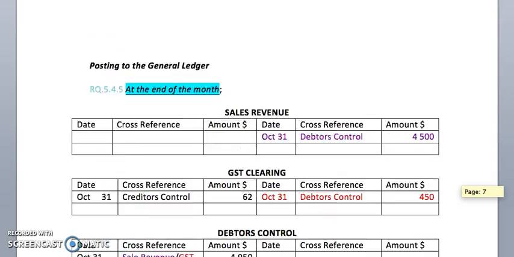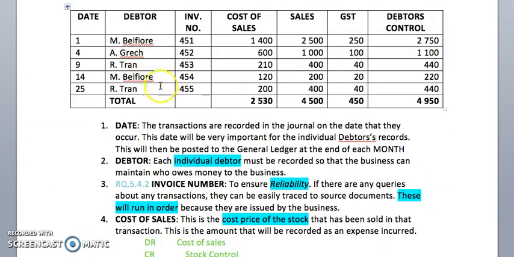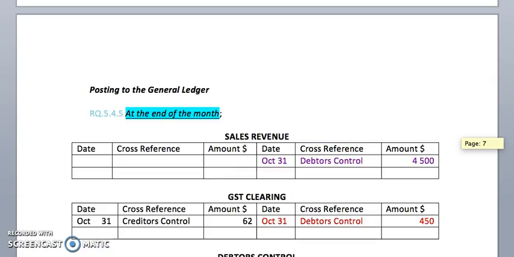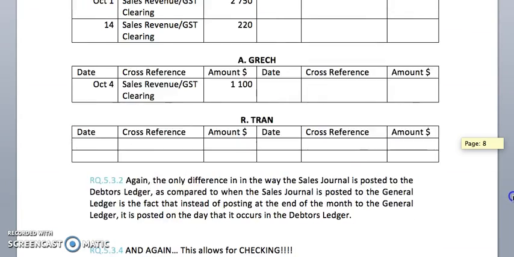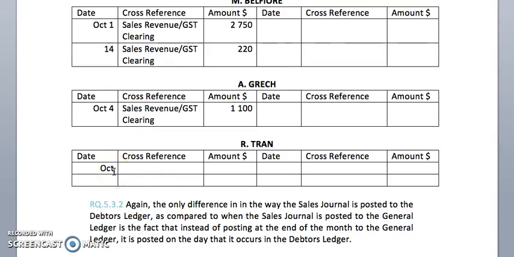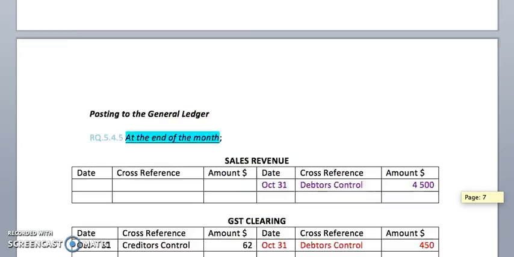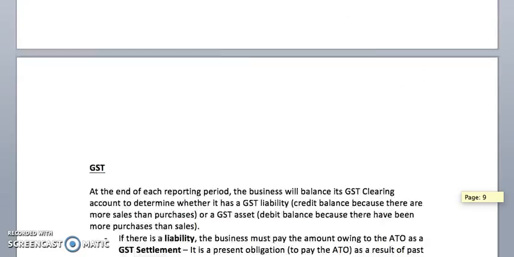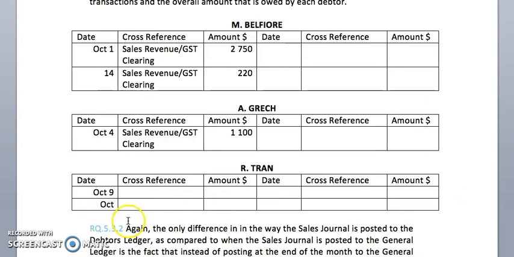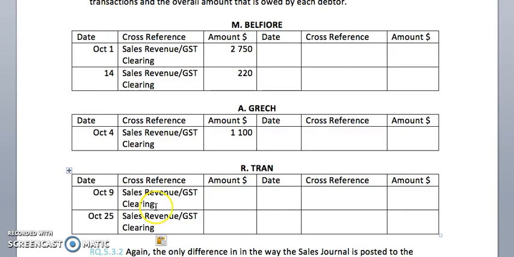Last one, Tran. Two are Trans, one on the 9th and one on the 25th, both for 440. So one on the 9th and one on the 25th. So both for 440.